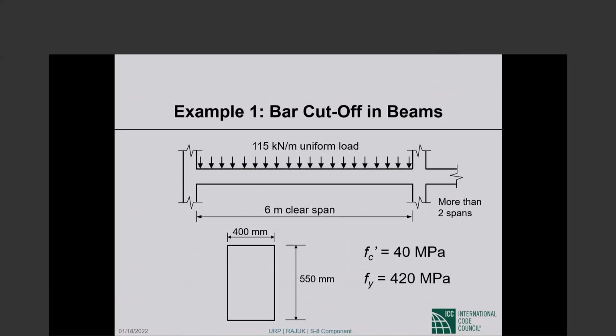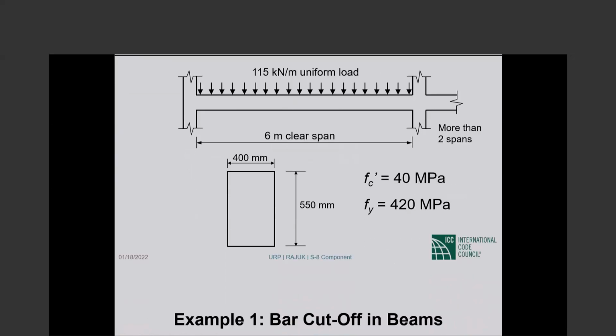Okay, so this is the first example: bar cutoff in beams. A beam, this is the end span. It continues over several spans, more than two. 115 kilonewton per meter is the uniform load. 6 meter clear span. We are deliberately using the same beam for different examples, so you can compare, put things together. 400 by 550 is the section dimension. Concrete strength 40 MPa, and the steel strength is 420 MPa.